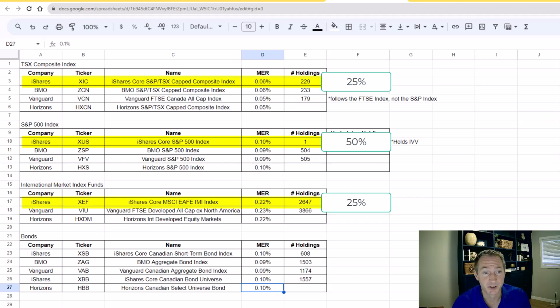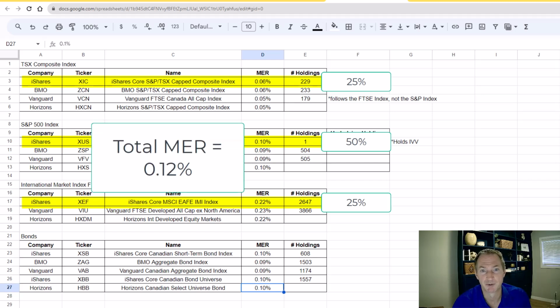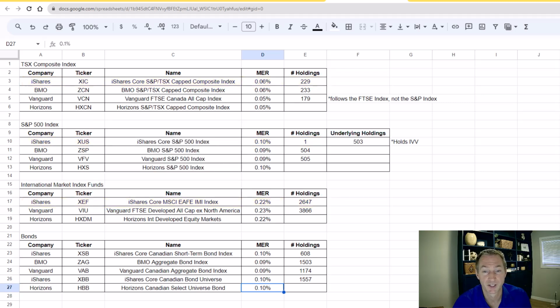And I'm by no means recommending those. I just used the top ones on my spreadsheet basically. iShares is the largest ETF provider in Canada, so I just used those for an example. And you would be able to build your portfolio at 0.12% MER. So for every $10,000 you have invested, the fees would be about $12 every year for you to hold that portfolio. That's a very low fee considering mutual funds are upwards in the area of 2%.